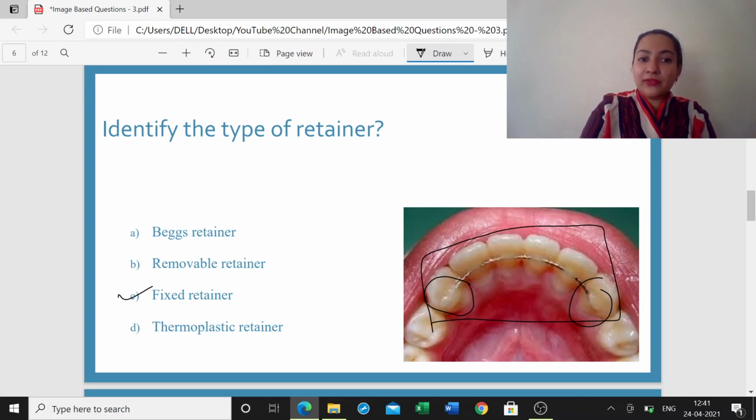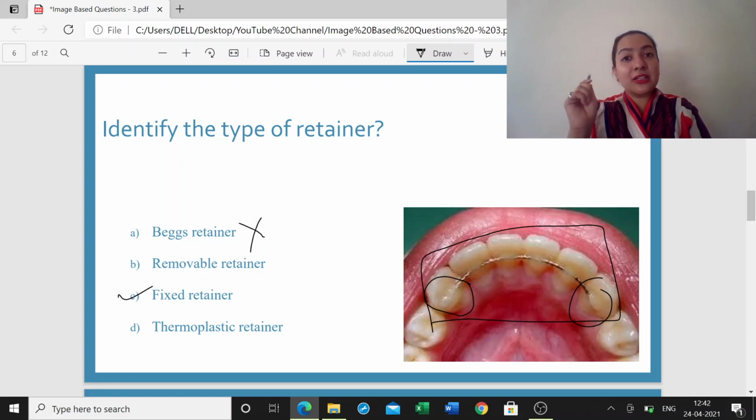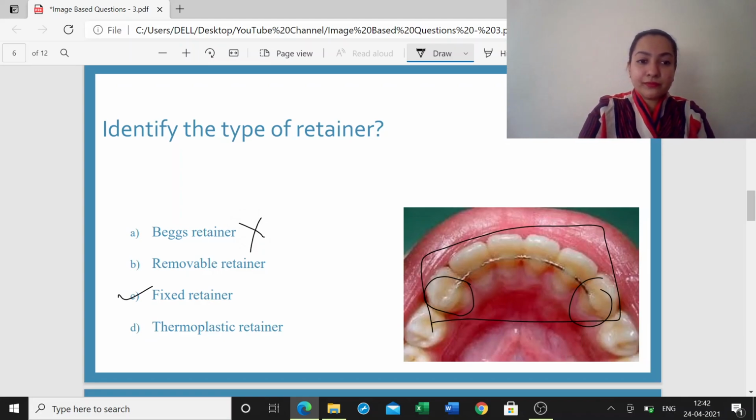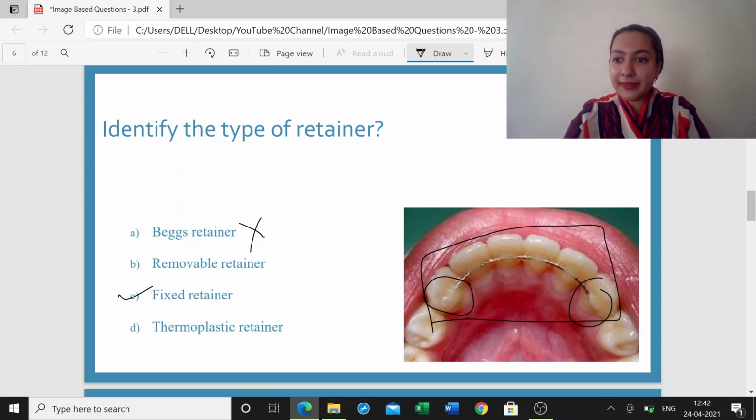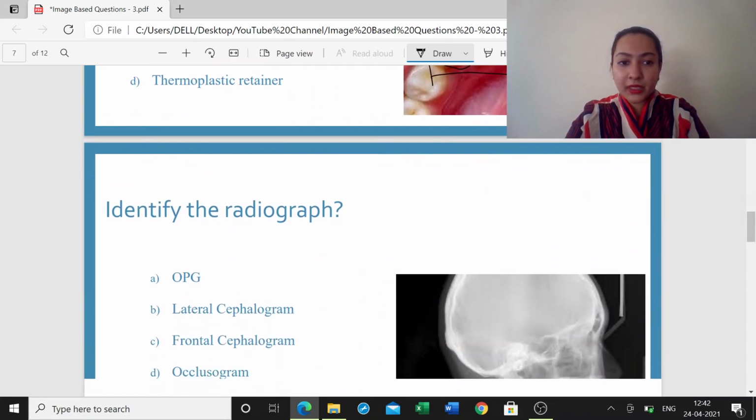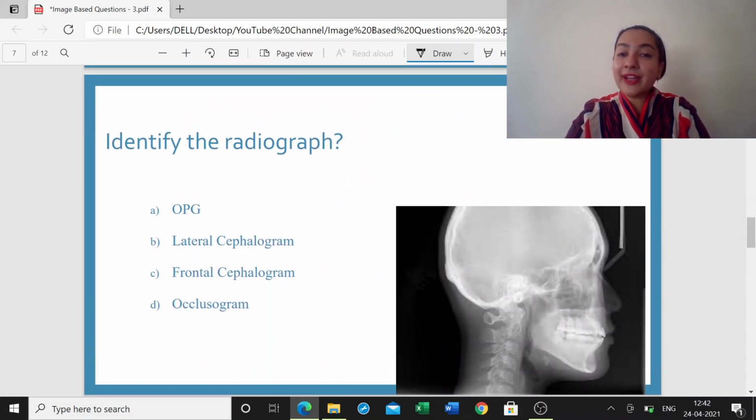So Begg's retainer we can easily rule out because that is a removable retainer which extends till the last erupted tooth. So this is a fixed retainer. Lower lingual retainer is shown in the figure. Moving on, identify the radiograph. See, we just discussed how we should know how a radiograph looks.